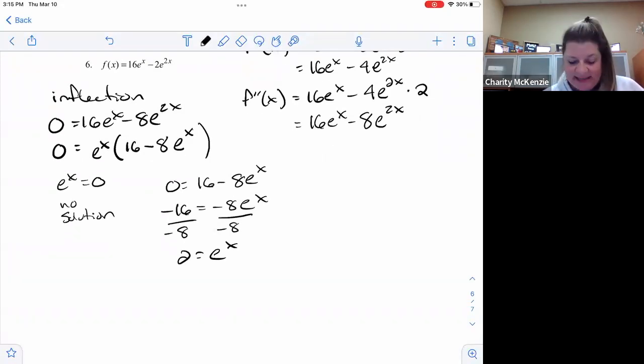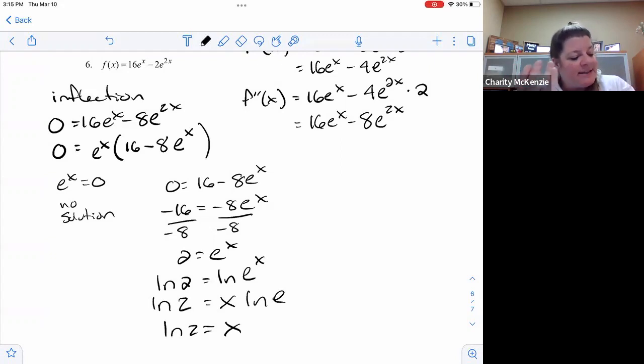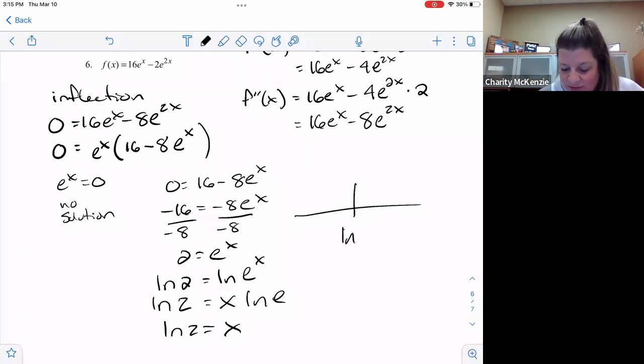So the log of both sides would be log of 2 equals log of e to the x. Okay, so that brings the x out front, log of e. What does log of e mean again? It gives you 1. So this really is just natural log of 2 for x. And we don't want to estimate it. We want to leave it natural log of 2, but we might want the estimation for our sign chart just so we know about where it's at. So our sign chart is just going to have the natural log of 2.